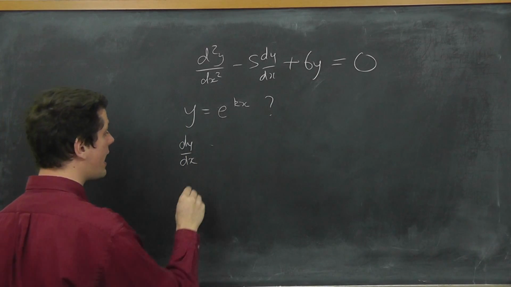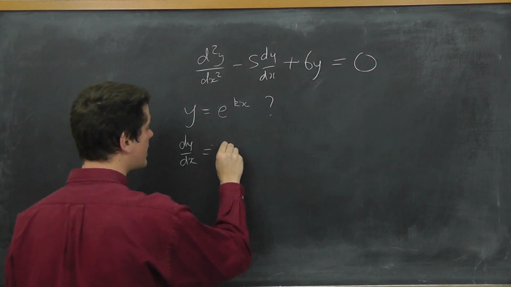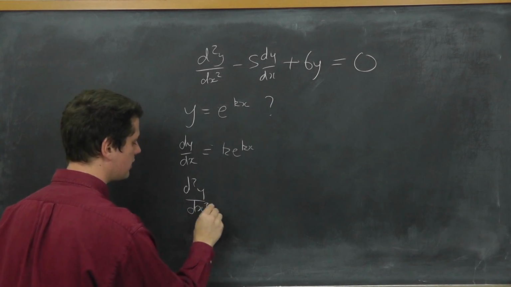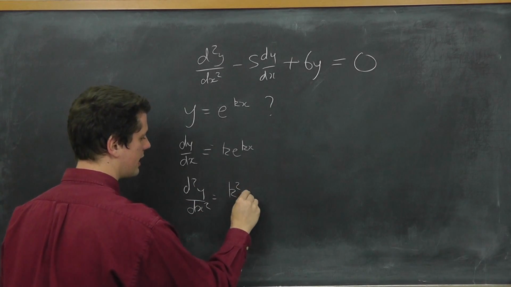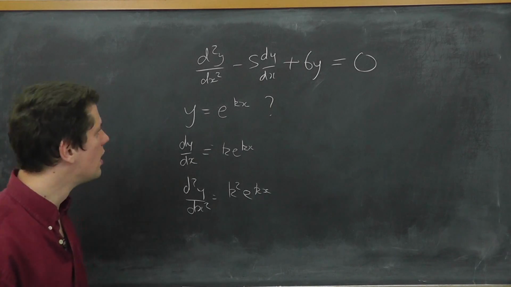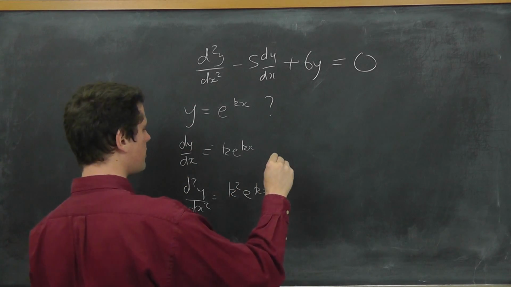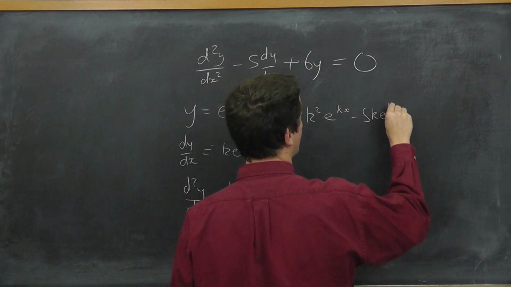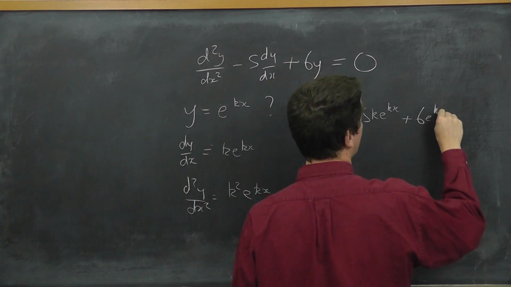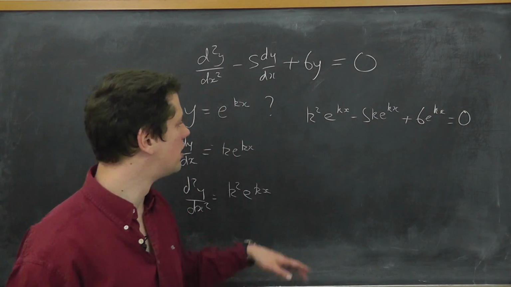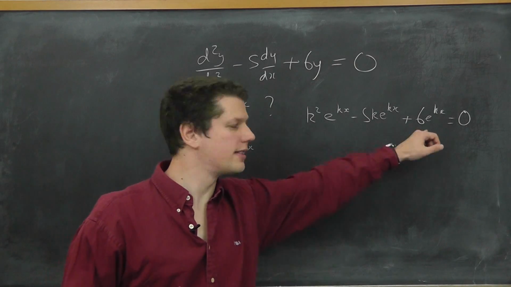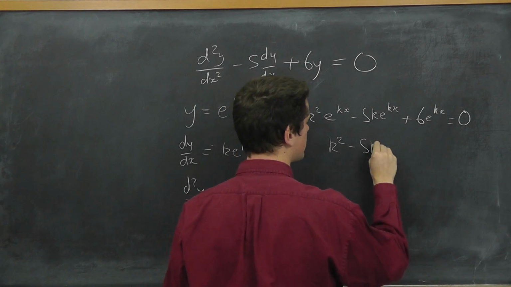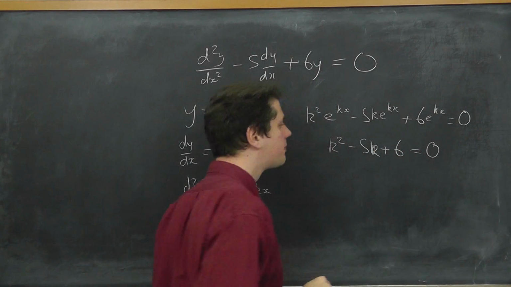So if y is e to the kx, then dy by dx is k times e to the kx, and the second derivative of y is k squared e to the kx. So if we substitute in, we find that k squared e to the kx minus 5k e to the kx plus 6 e to the kx equals 0. We can divide out all the e to the kx's because they occur in every term, and so we find that k squared minus 5k plus 6 equals 0.